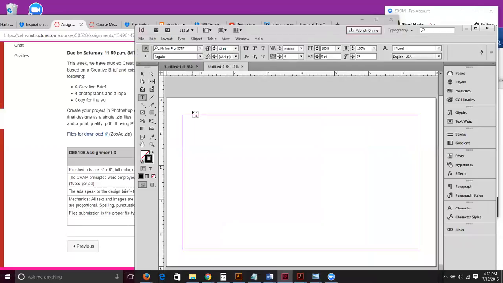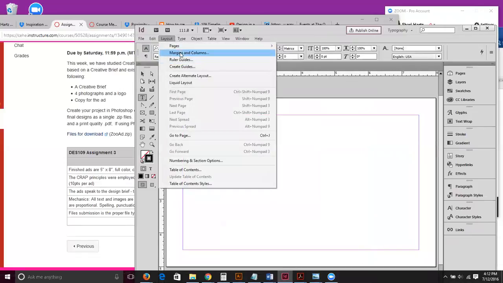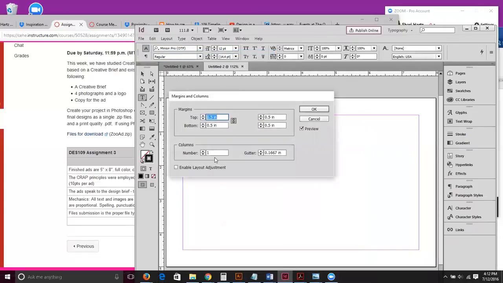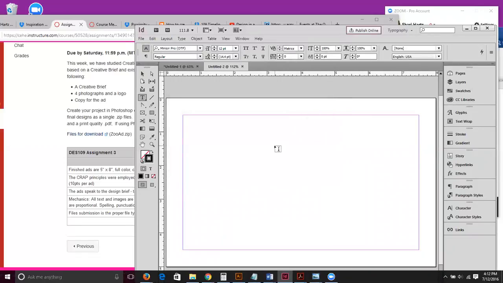So now we've created our design. Now we know what our design space is. Tell me about this pink purpley line right here. That's your margin. Good. So I want you guys to respect your margins. You can always change them. If you go up here under document layout and you go up here under margins and columns, I can change it if I want to. But I want you to respect them.